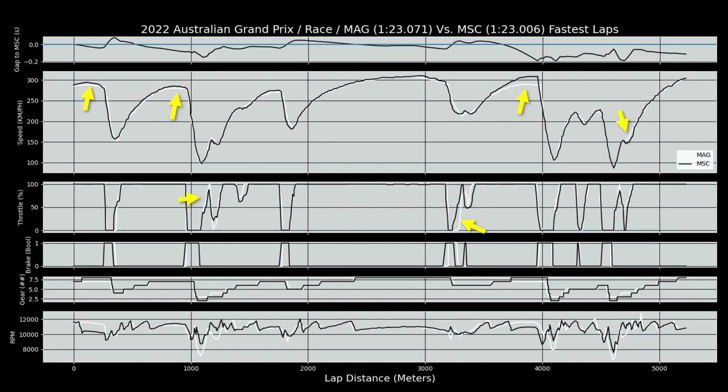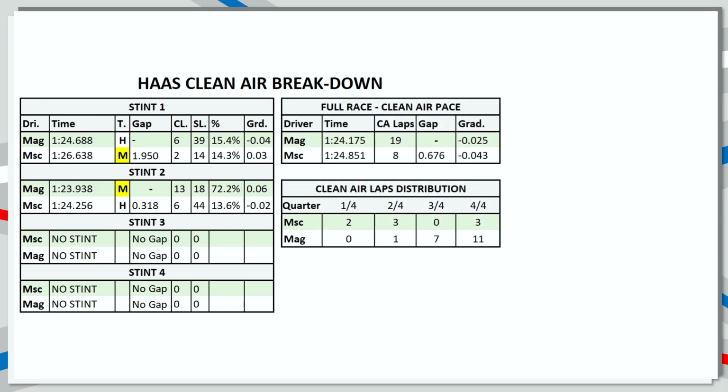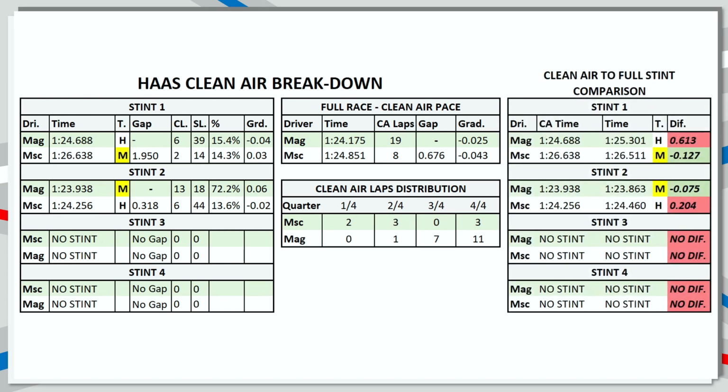So it is very possible that on this lap in particular for Mick Schumacher, he did have DRS down to turn 11. But taking a look at their clean air lap breakdown between the two drivers, we can see that Magnussen was quicker in both stints. However, with a quarter distribution that looks a bit like this, again, it's not overly comparable between the two drivers, with a large portion of Magnussen's clean air laps coming in the third and the fourth quarters. With their traffic breakdown looking a bit like this, Magnussen lost 0.6 per lap in traffic in stint number 1, and Mick Schumacher lost 0.2 in stint number 2.